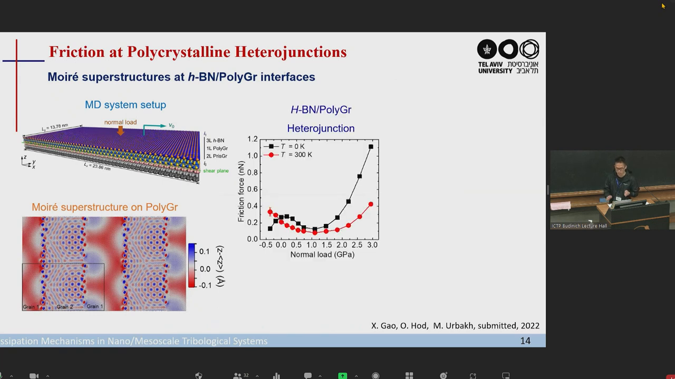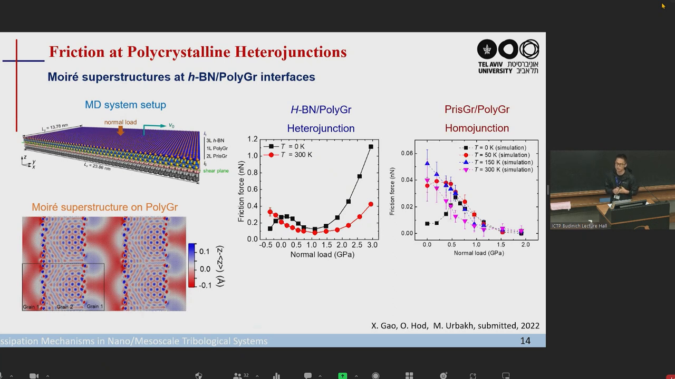This plot shows you our main simulation result of friction as a function of normal load at zero temperature and at room temperature. Compared to the results of the homojunction, we find that they show a similar non-monotonic to monotonic decrease change in the low normal load regime, while in the high normal load regime, you can see a sharp difference. In the heterojunction, the friction dramatically increases.